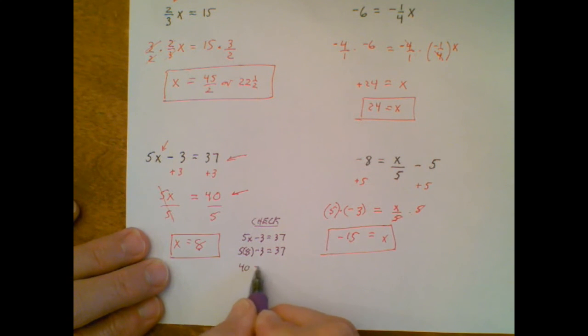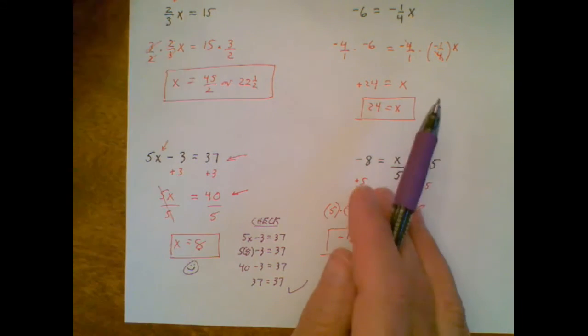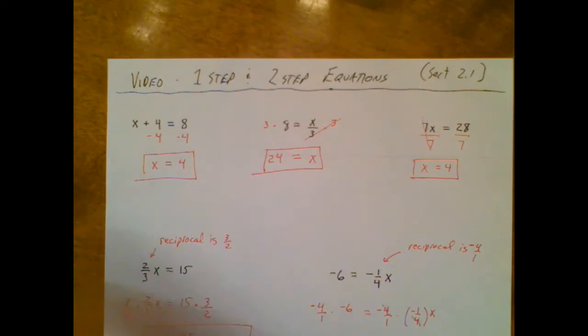5 times 8 is 40. 40 minus 3 is 37. As Homer Simpson would say, math checks out. I now know x equals 8 is a valid answer. I could do that with every single one of these problems on this sheet. That concludes the 1 or 2 step equations video. Let's make it a little bit more complicated on the next one.